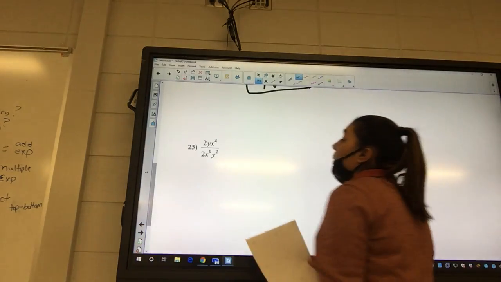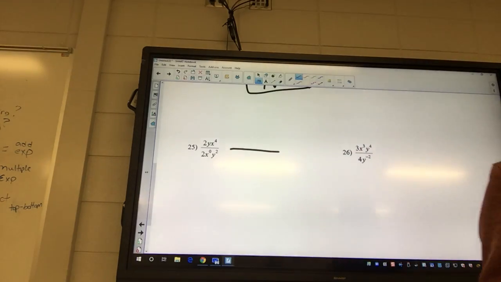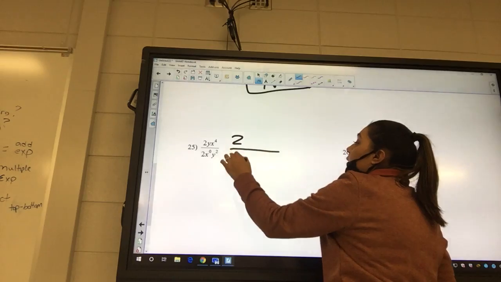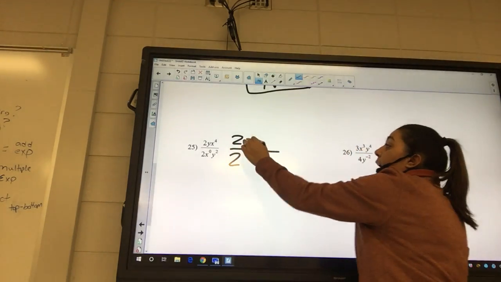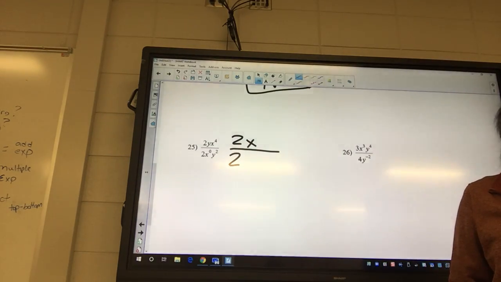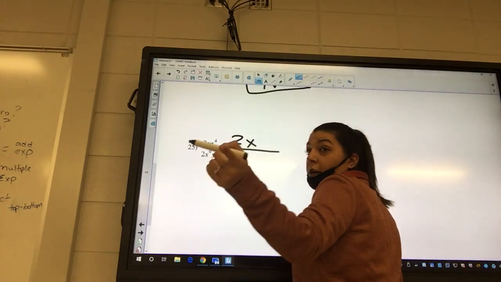Yeah, it's the last one. Draw your bar. Fill in your bases. So you've got 2 and 2. Now be careful. We're going to have x. What's on top? 4 minus 0. So there is a 1 on top.